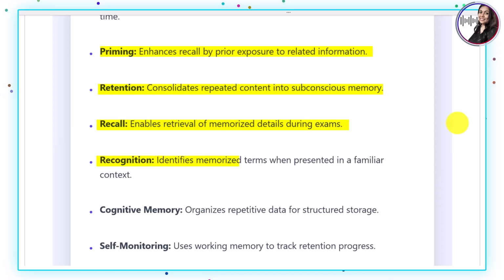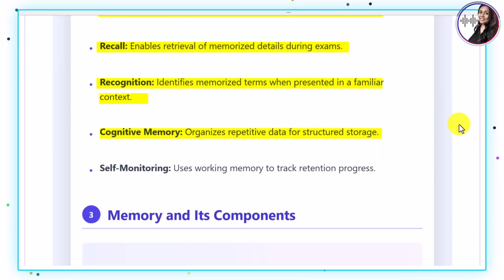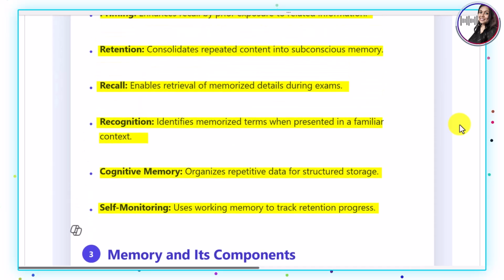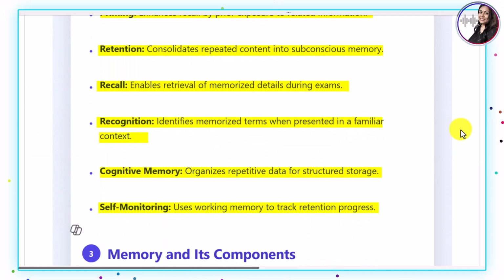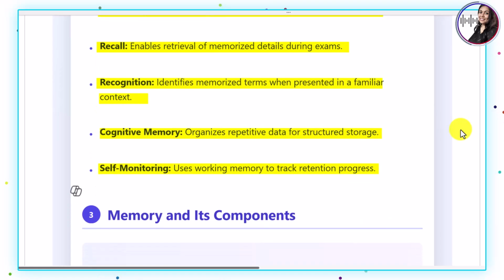Recognition also becomes easier with rote learning, as students can identify familiar terms or answers when they see them again. Cognitive memory helps organize repeated data into structured patterns, and self-monitoring, supported by working memory, allows learners to track their own progress and retention levels. Together, these memory systems explain how rote learning functions at different cognitive levels.